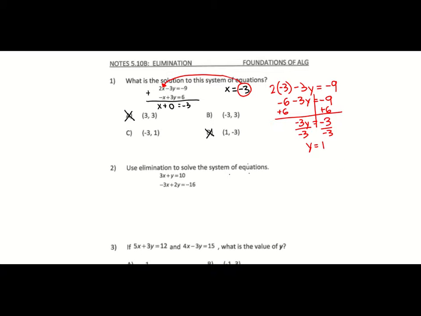Okay, so if y equals 1, that means my final answer, my solution x comma y, is going to be negative 3 comma 1, which is choice C.